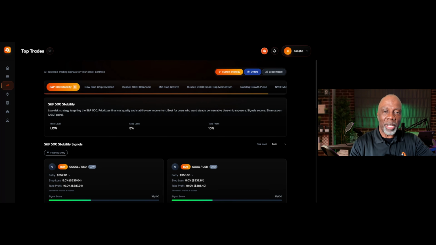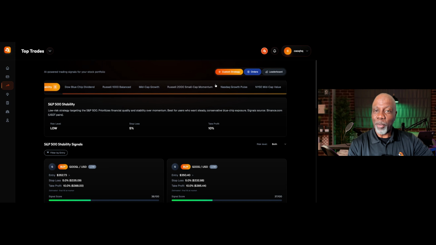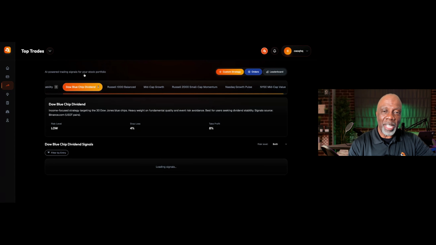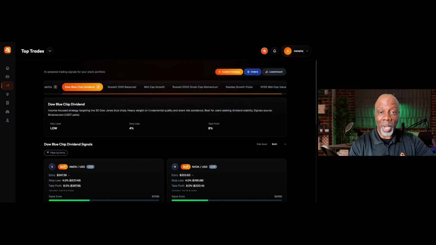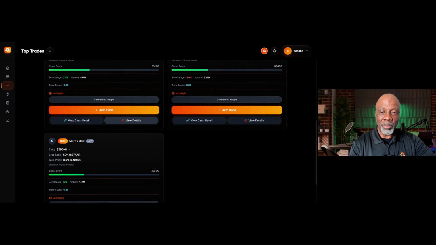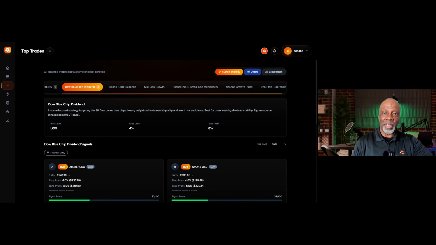So in the AI trading area, you can choose from the S&P 500, the Dow Blue Chip Dividends, the Russell 1000 Balance, Mid Cap Growth, the Russell 2000 Small Cap Momentum, the NASDAQ Growth Pulse, and the New York Stock Exchange Mid Cap Value. You can select each one individually, look through them, and decide which ones you want to possibly trade in. I'll open up some just to show you how they operate and how they work extremely well for new users and experienced users.